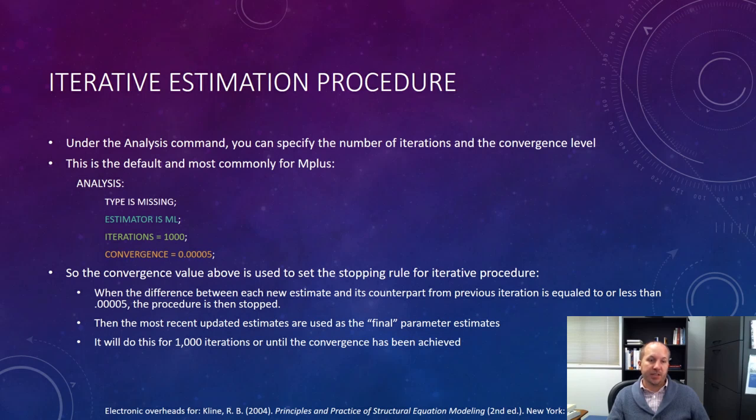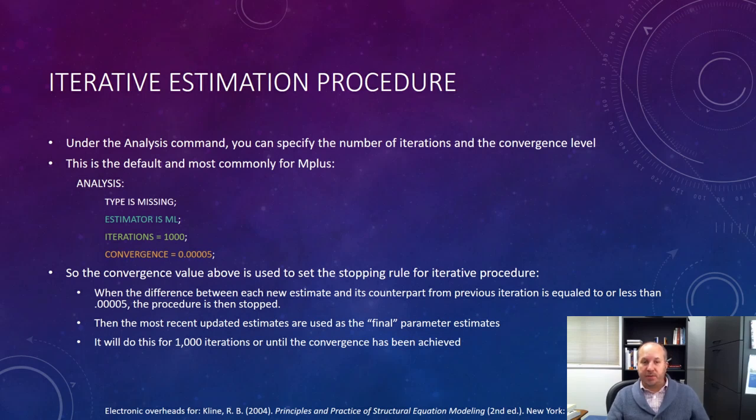The iterations, now that is how many iterations it's going to do until it stops. So when we say iterations equals 1,000, that means M+, go ahead and do 1,000 iterations. Try to reach convergence 1,000 times. If it gets to 1,000 and it has not converged, then it will stop and say, I wasn't able to determine or to terminate the model, and you'll get an error message that it failed.